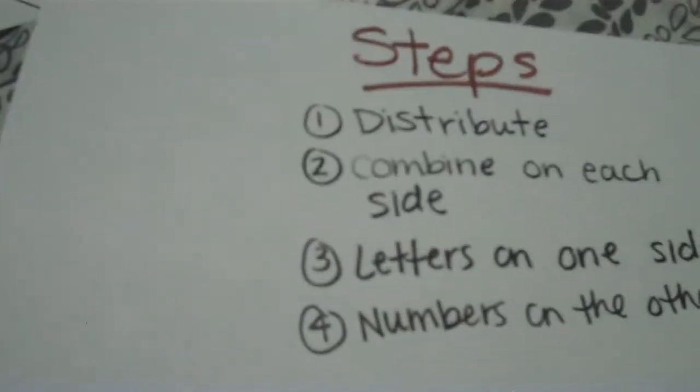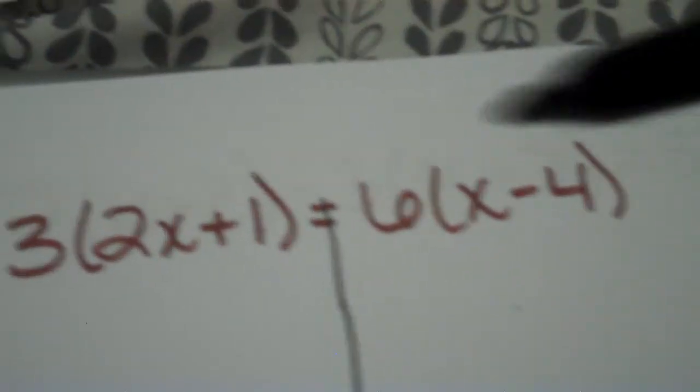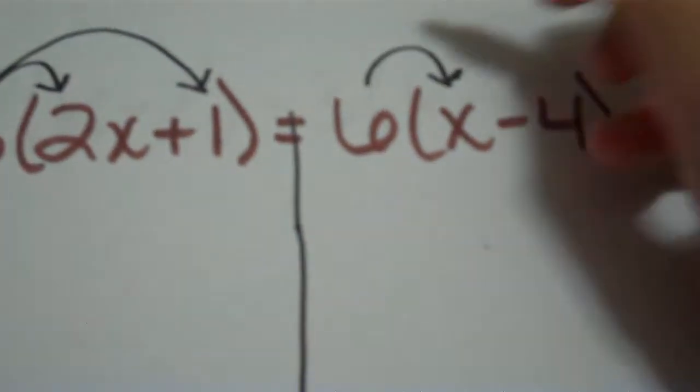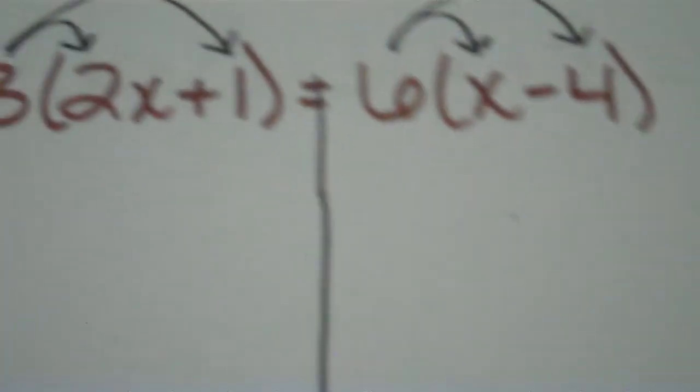So the first thing we do is distribute. I have two sets of distribution, so I'm going to go ahead and distribute. I'm going to draw them on both sides, because I have my parentheses on both sides.